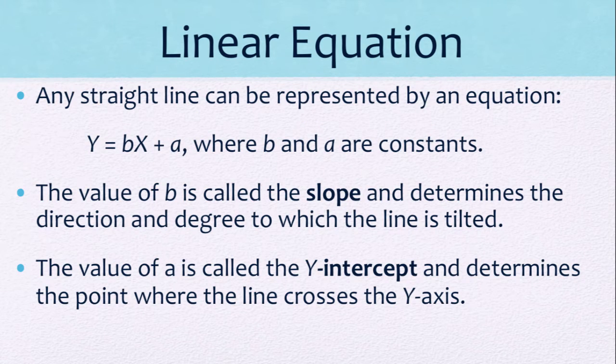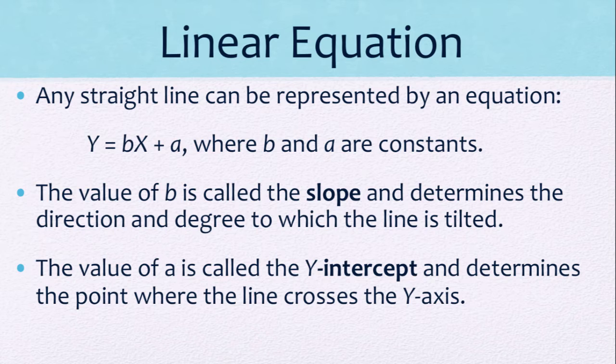Any straight line can be represented by the equation y equals bx plus a. You may have seen this equation for a line previously in math classes as y equals mx plus b. The concept is the same, however the letters or the symbols used to represent the values are different. The value of b is called the slope, and it determines the direction and degree to which the line is tilted. In terms of interpreting, the value of the slope tells us what happens to y as x increases by 1 unit. And in the next slide, we'll look at this more closely.